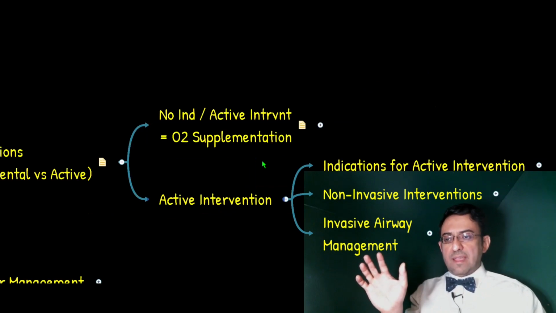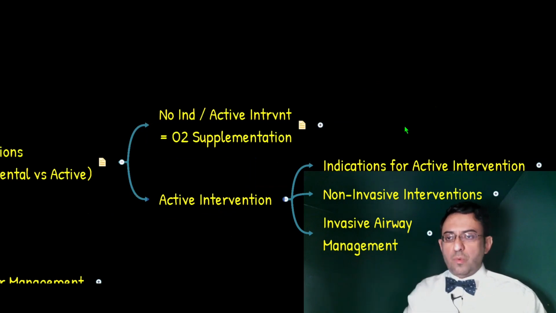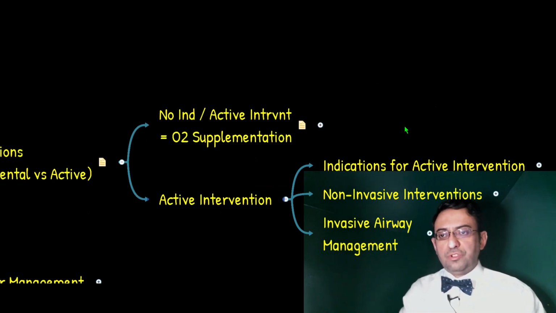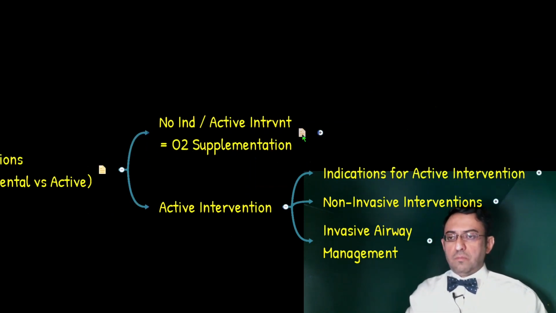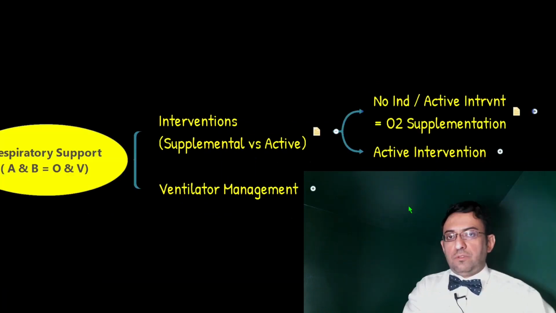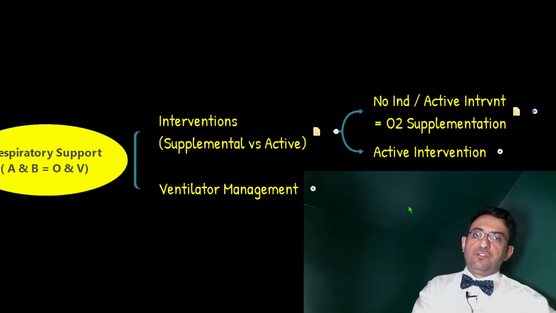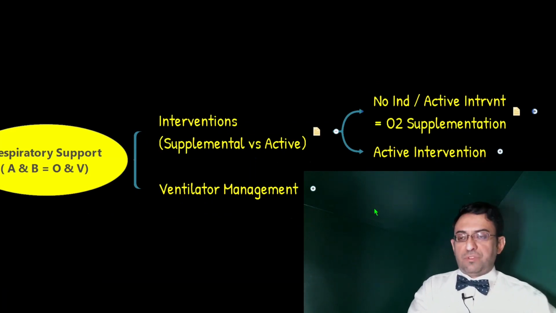But if our initial assessment shows no need for active intervention, we would initiate with O2 supplementation methods. The most common example is a patient with some degree of labored breathing but is capable of maintaining the patency of his or her airways. So if the patient does not have indication for any active intervention for respiratory support, for example, a patient who is able to protect his or her own airway, what are the different means of oxygen supplementation?